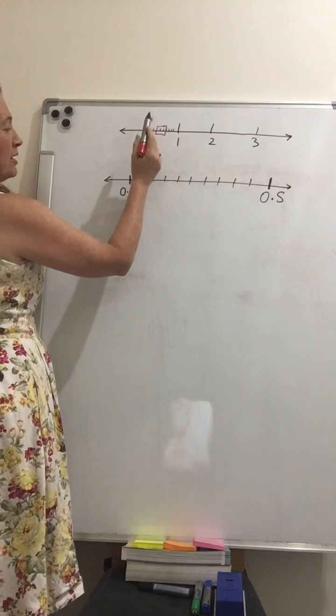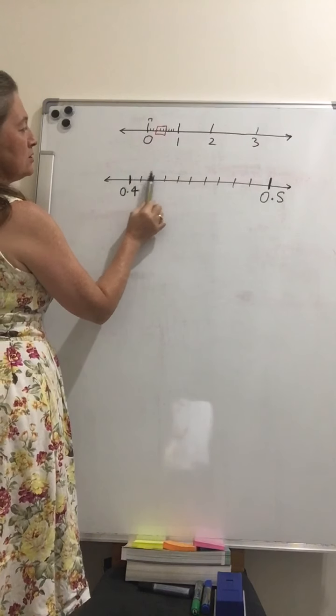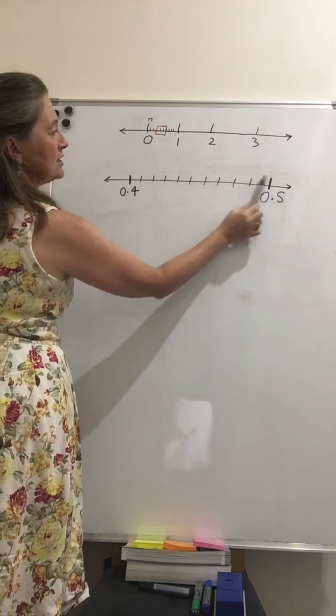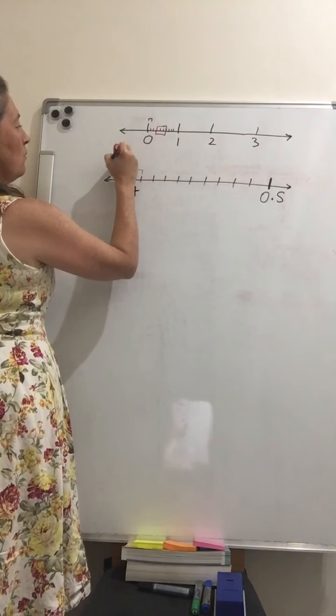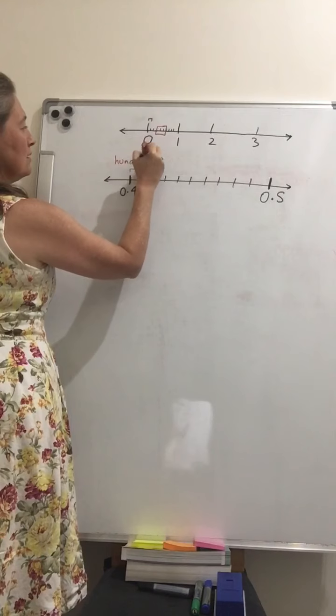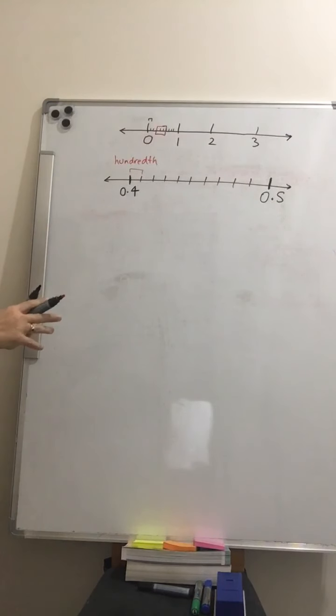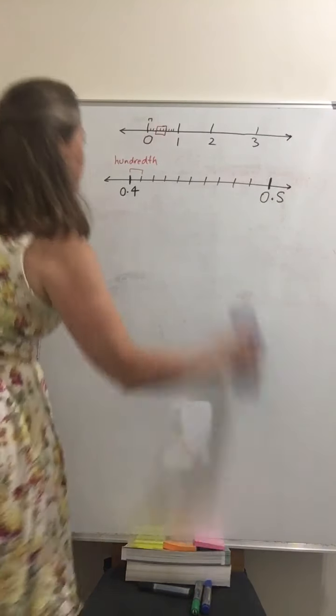Now if I then broke up each of those pieces into 1, 2, 3, 4, 5, 6, 7, 8, 9, 10 pieces, each of those pieces would be 1/100th of a piece. Alright, let's not worry about that right now though.